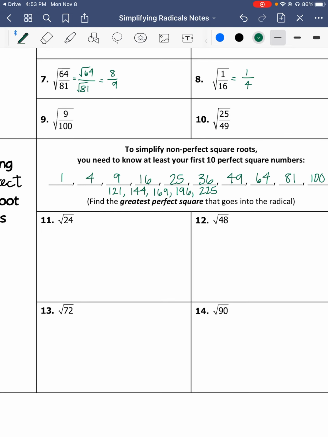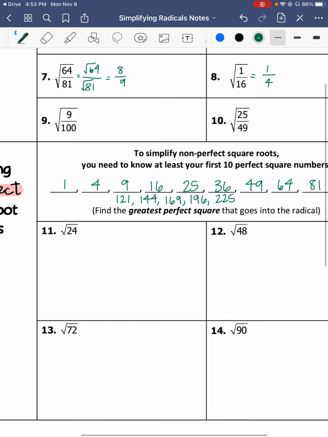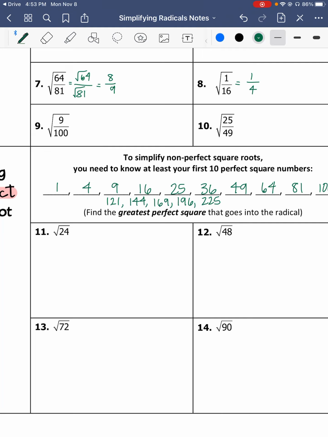All right, so let's get down to the juicy part here, simplifying non-perfect square root radicals. Okay, so that means that the number under the radical is not a perfect square, so we're not going to get a whole number here. So what we're going to do here is look for factors of the number that are perfect squares. Okay, factors of the number that are perfect squares.